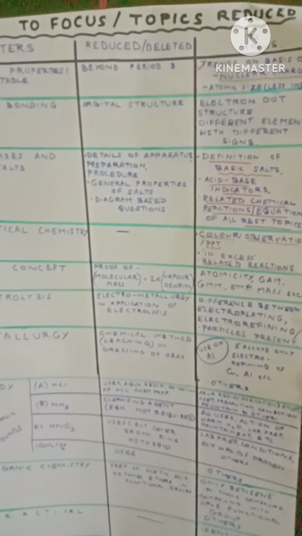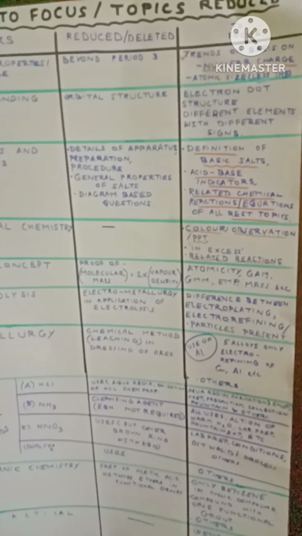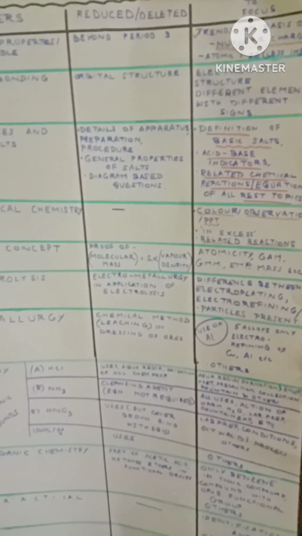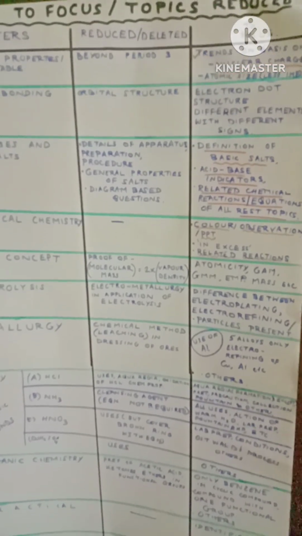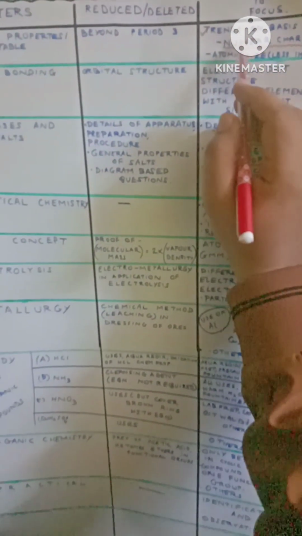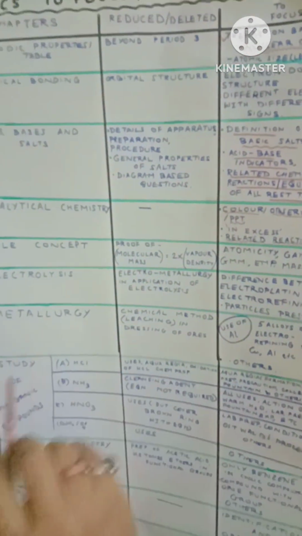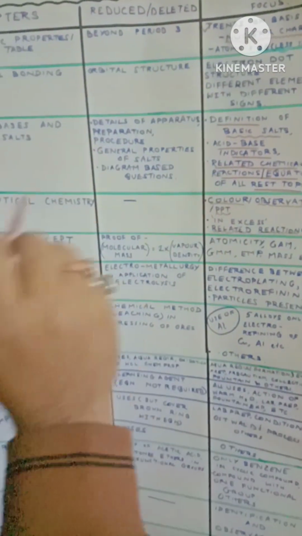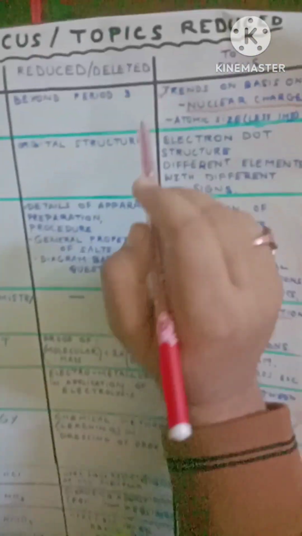Arrange the following, greater than, lesser than, all these things. Whenever you are writing the arrange the following questions, whatever mistakes you have made in the exam, I repeat once again, you don't put the signs. You need to put the greater than or the lesser than signs accordingly. Trends on the basis of the nuclear charge is very important. See, I have put a red underline here. So this should be studied at any cost.